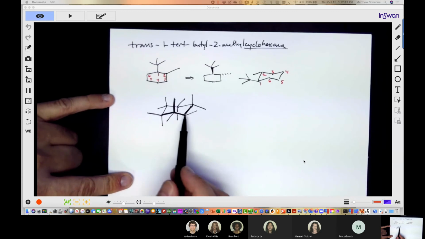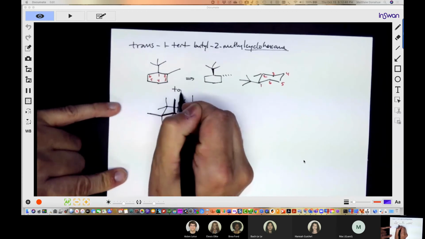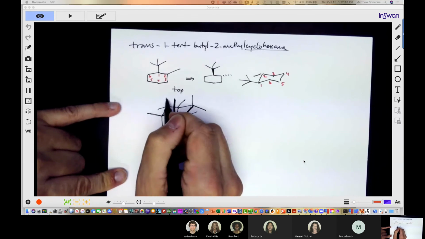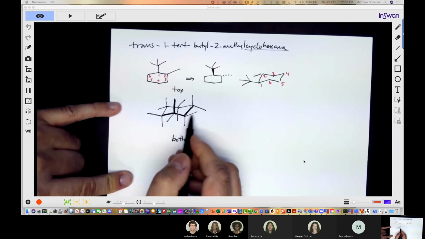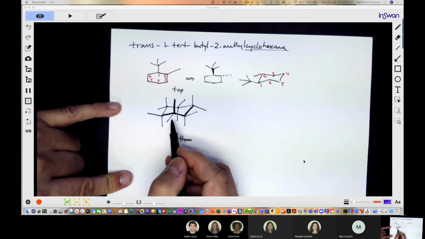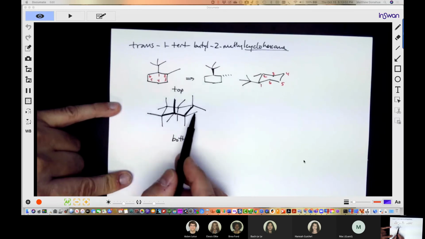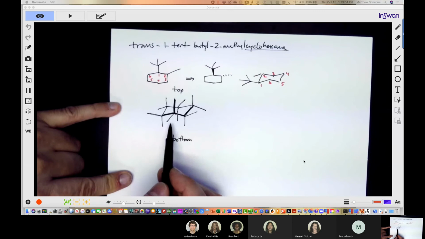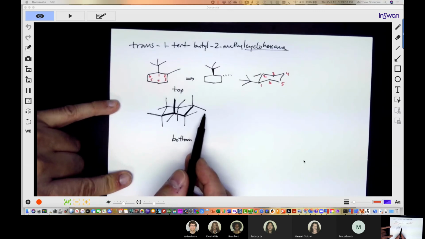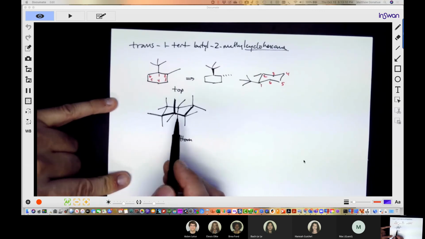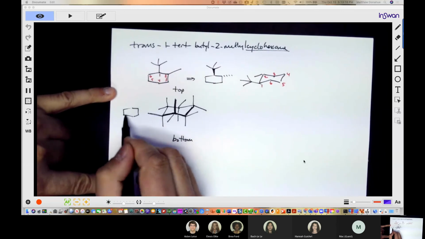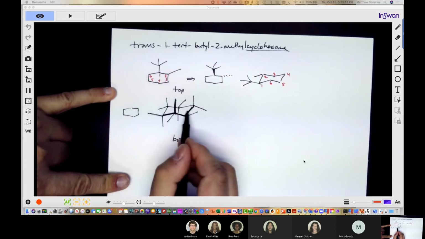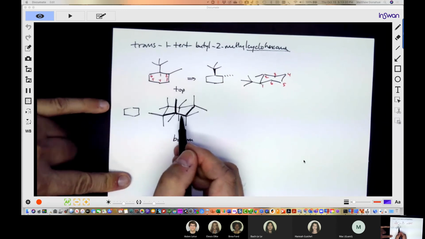So notice now on the top face, we have 1, 2, 3 axials. On the bottom, we have 1, 2, 3 axials. Then along the equator, you have 1, 2, 3 up, 1, 2, 3 down. So even though it's a pretty simple molecule, cyclohexane, when you see this written, your mind should think of this in reality.